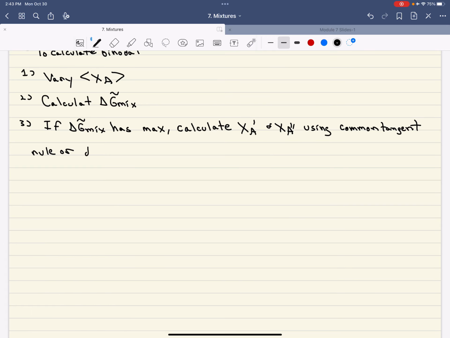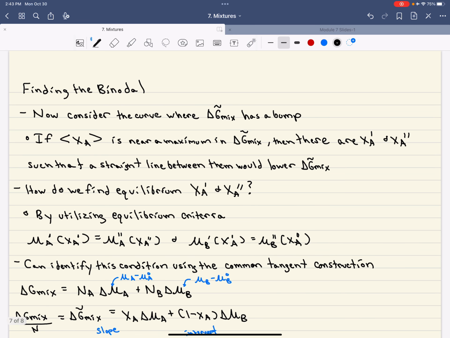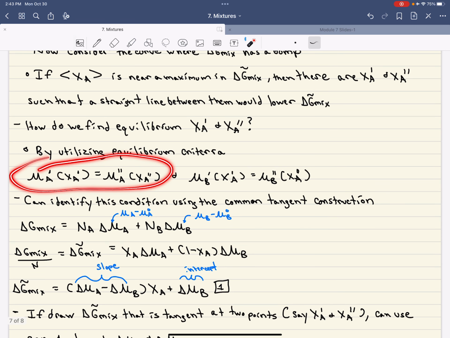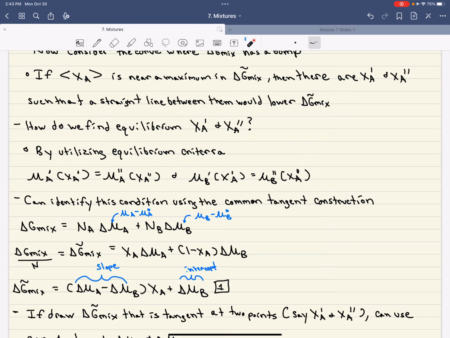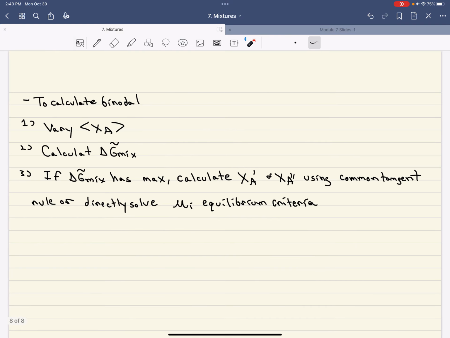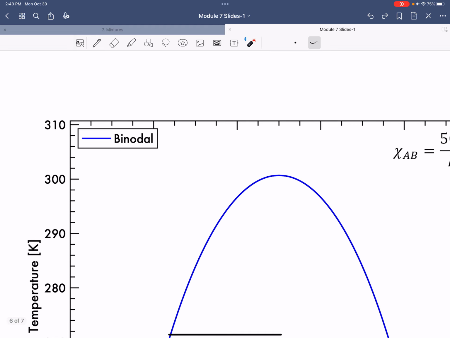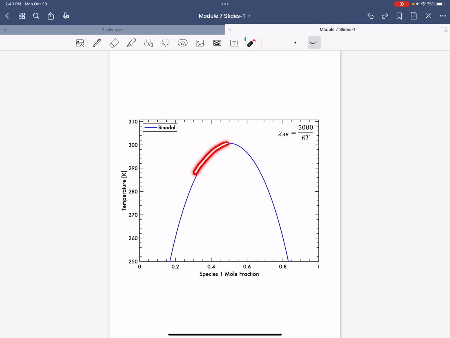Right? Or alternatively, you could directly solve the mu i equilibrium criteria. Right, so what you would do is use your equations for the different chemical potentials and relate those equations, both at the same time, and then solve for the mole fraction. Okay? All right, using these strategies, you could then develop a curve that looks like this, where here we have our binodal curve.